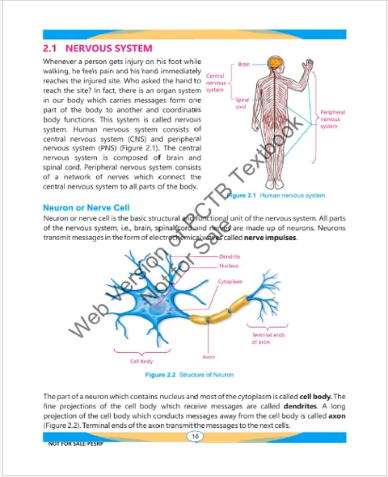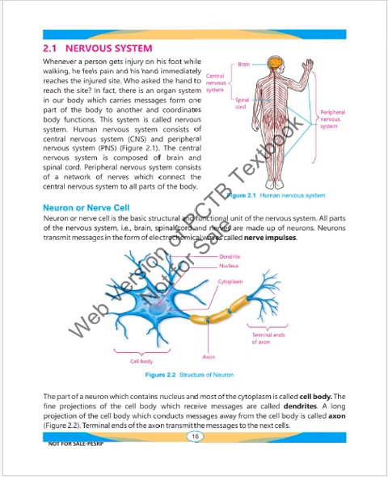Neurons or nerve cells. A neuron or nerve cell is the basic structural and functional unit of the nervous system. All parts of the nervous system, that is brain, spinal cord, and nerves, are made up of neurons. Neurons transmit messages in the form of electrochemical signals called nerve impulses, which are also electrochemical waves.